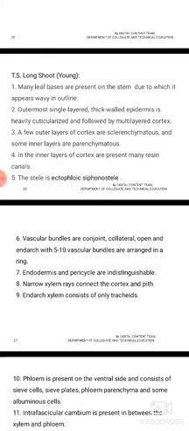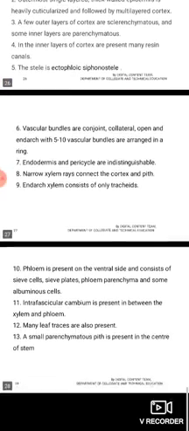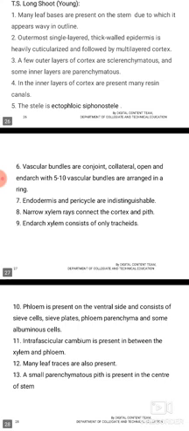Narrow xylem rays connect the cortex and pith. Endarch xylem consists of only tracheids. Phloem is present on the ventral side and consists of sieve cells, sieve plates, phloem parenchyma and some albuminous cells. Intrafascicular cambium is present between xylem and phloem. Many leaf traces are also present, and a small parenchymatous pith is present in the center of the stem.